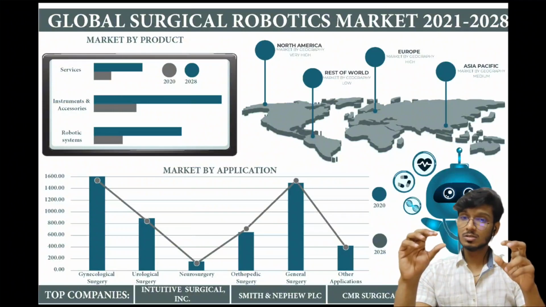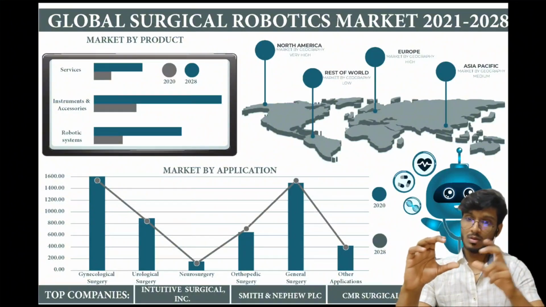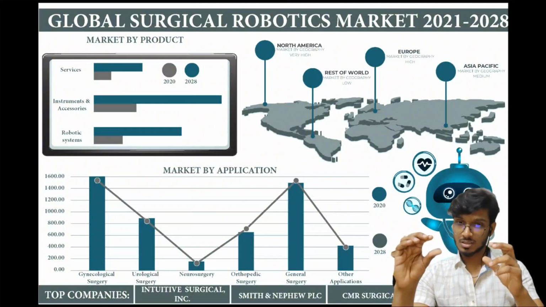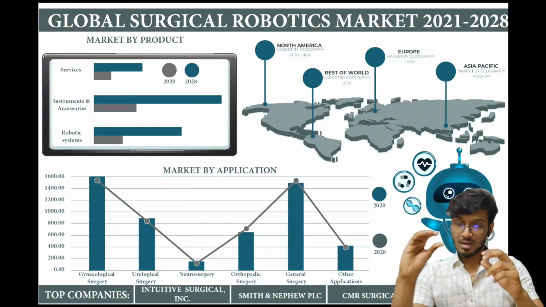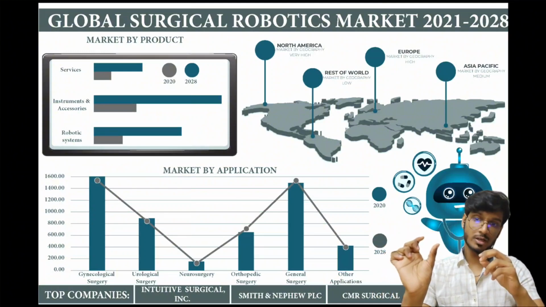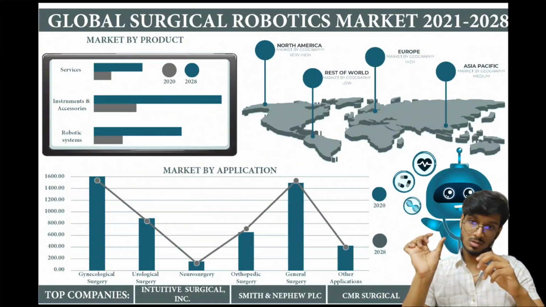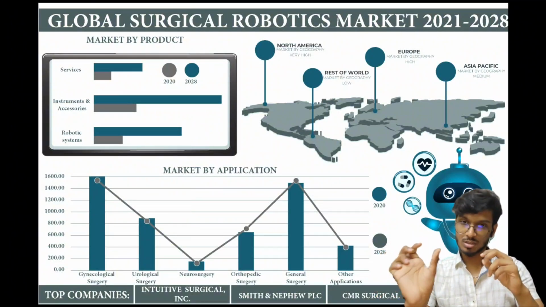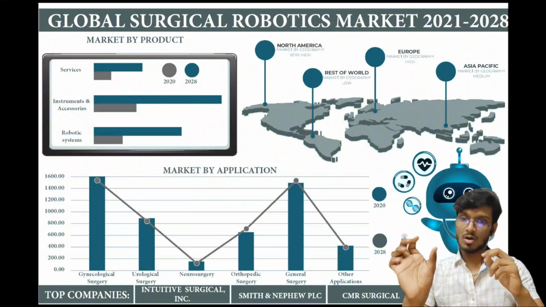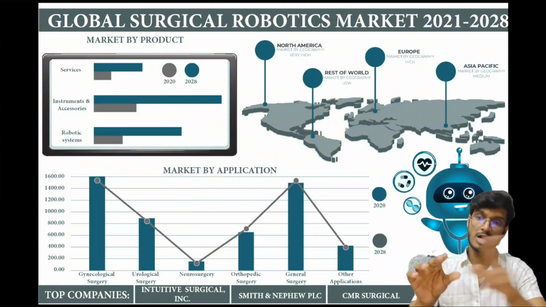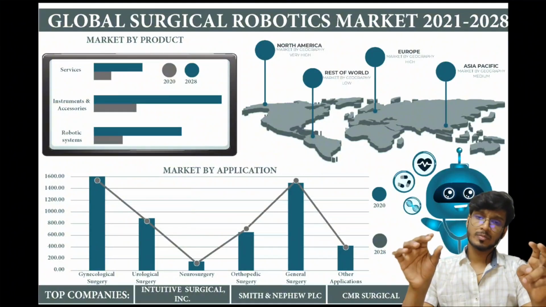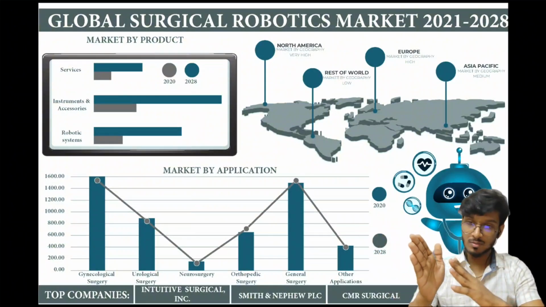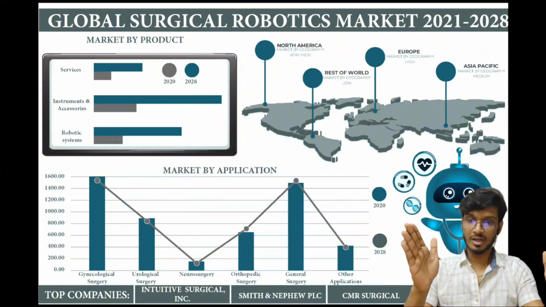Okay, so market by product. What kind of product holds what weightage? Services was holding a very small amount in 2020, and robotic systems is also on average small in 2020. Among them, instruments and accessories was too high in 2020. The expected graph will be too high in the year 2028.